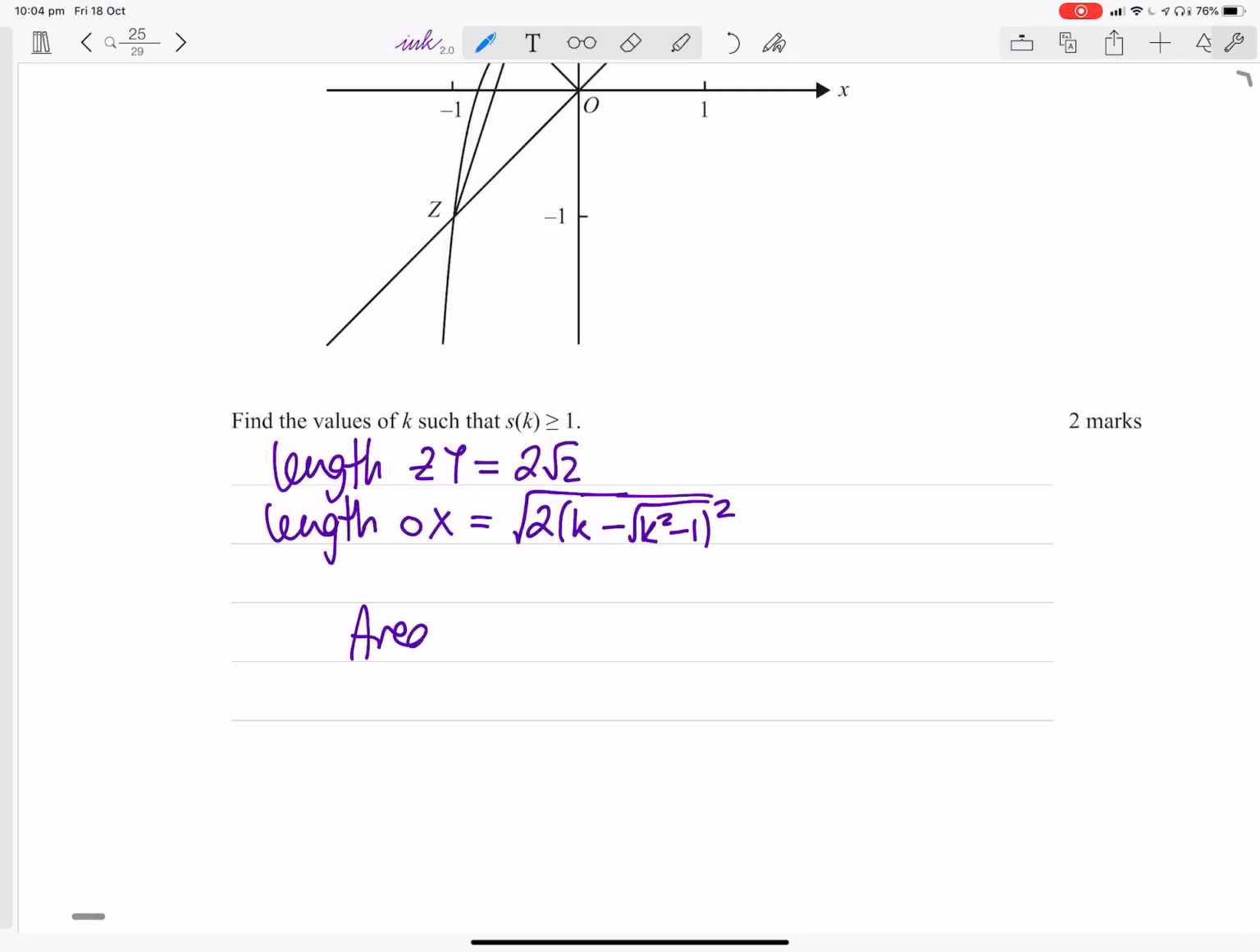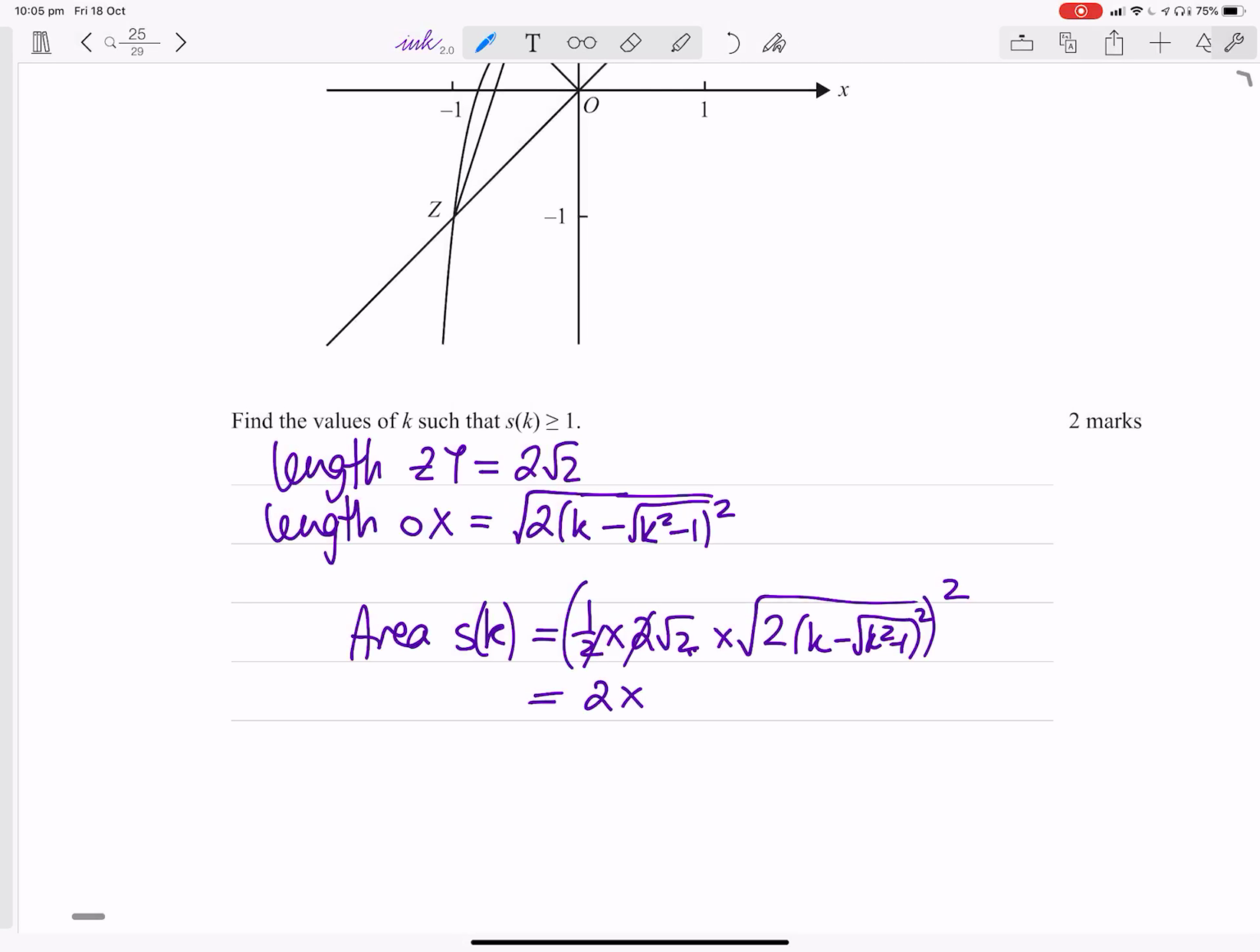So the area of S_K is a half times 2 root 2 times (root 2 k minus root k squared minus 1) all squared. Okay, so they cancel. I've got root 2 squared, which is 2. I've got that squared, which is 2.